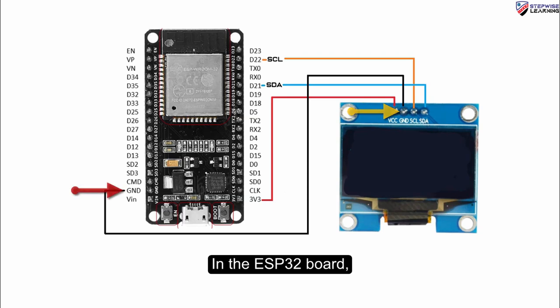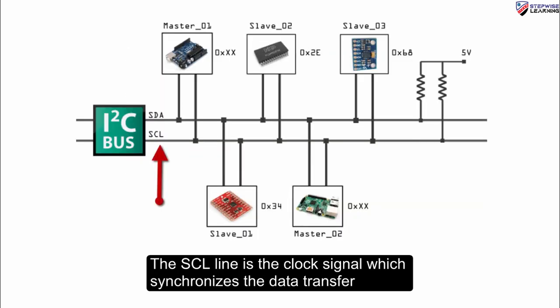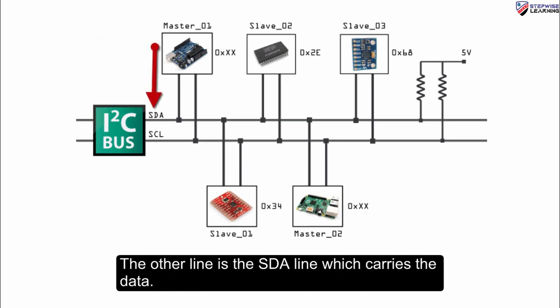In the OLED display, the two lines are called serial clock SCL and serial data SDA. The SCL line is the clock signal which synchronizes the data transfer between the devices on the I2C bus, and it is generated by the master device. The other line is the SDA line which carries the data.